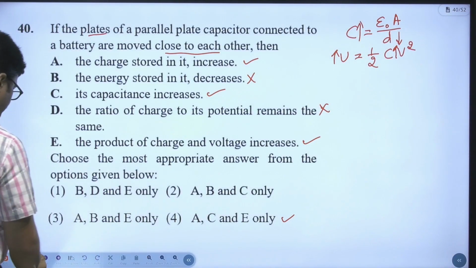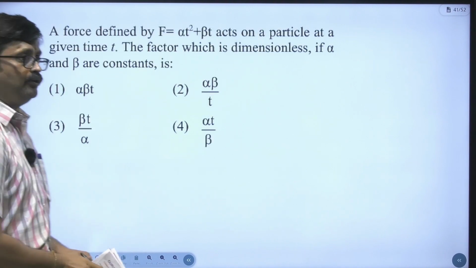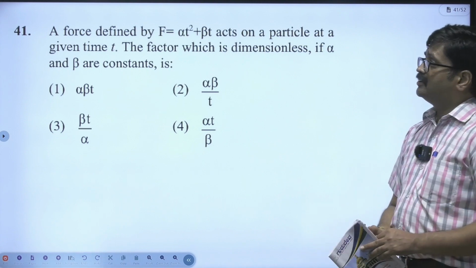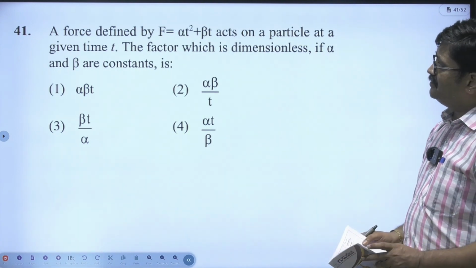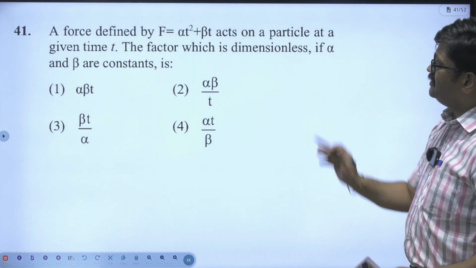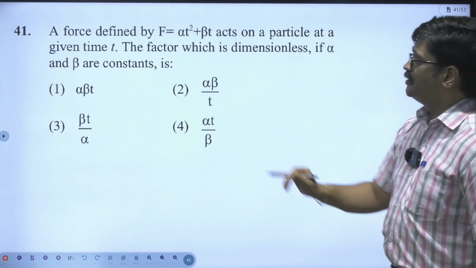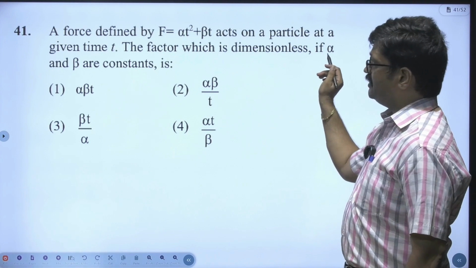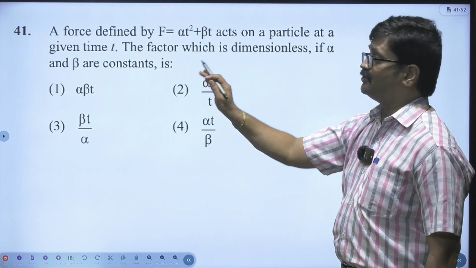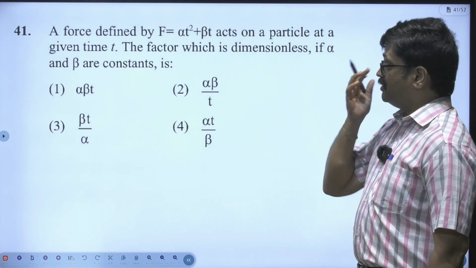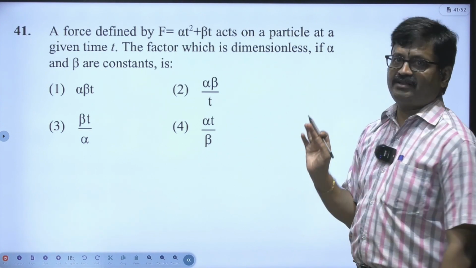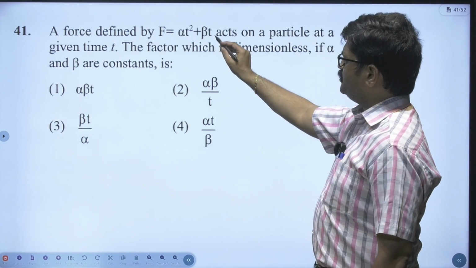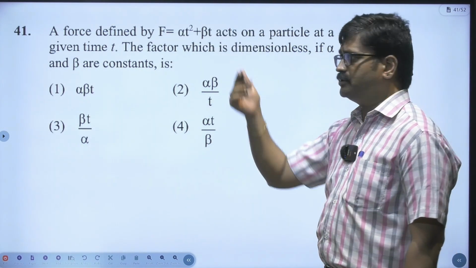Now let me go to question number 41. As you can notice, a force defined by F is equal to alpha t square plus beta t acts on a particle at a given time. The factor which is dimensionless, if alpha and beta are constants, is, okay. Now the factor which is dimensionless they are asking. So first we will find the dimensions of alpha and beta, then we will address that.